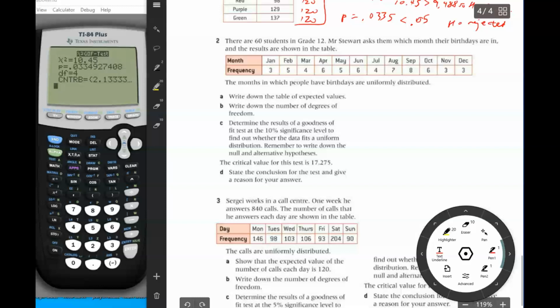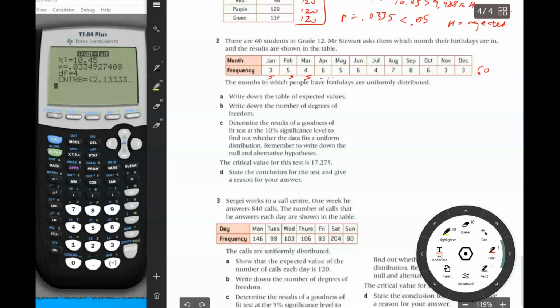So we have a total of 60 students. If we take those 60 students and distribute them evenly throughout the 12 months, what we would expect to see is 5 students in each month. So that would be the table. It would be a bunch of 5s, 12 5s next to each other.